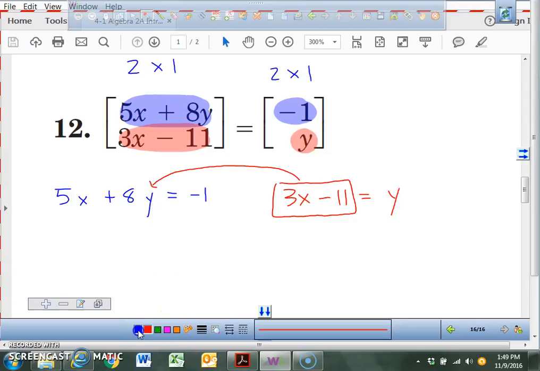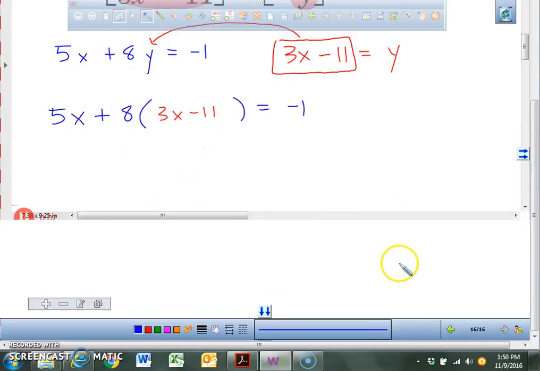For y. So I have a 5x. I have an 8, but instead of putting 8y, I'm going to open up a parentheses and I'm going to plug in 3x minus 11. And if you're saying to me, you're not allowed to do that, I'm like, sure I am, because this is y, and y equals this, so I'm allowed to do that. Now, what do we need to do? We need to simply solve for x.